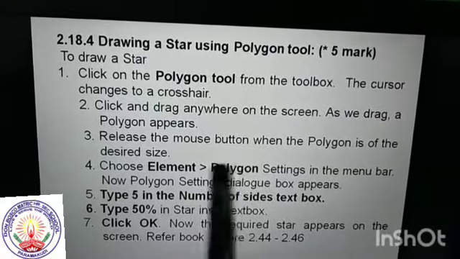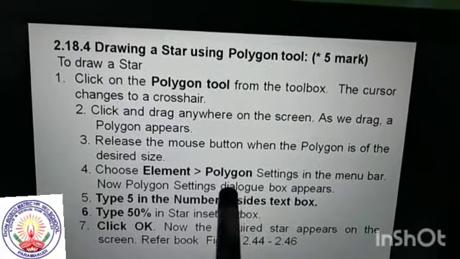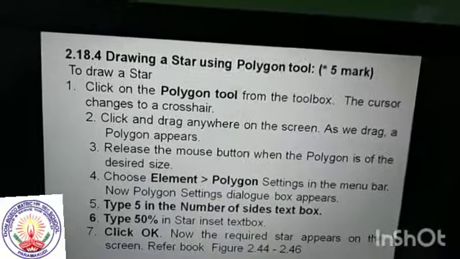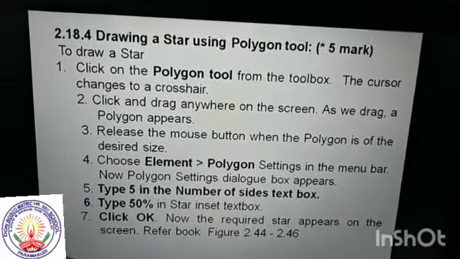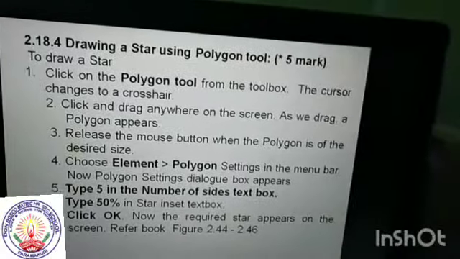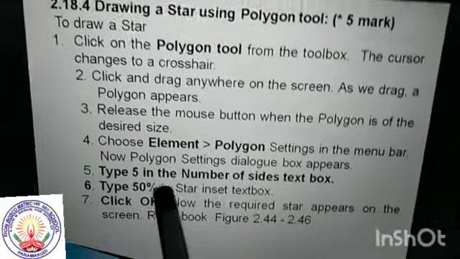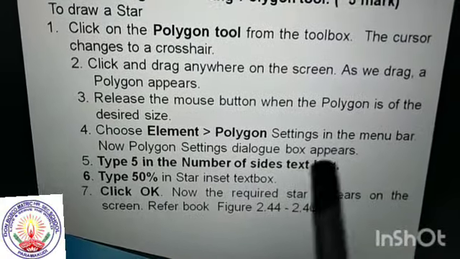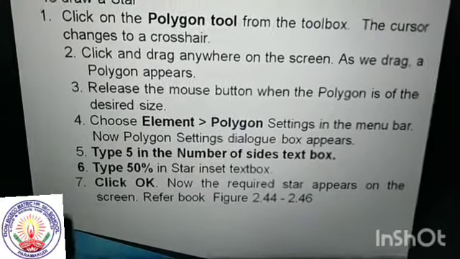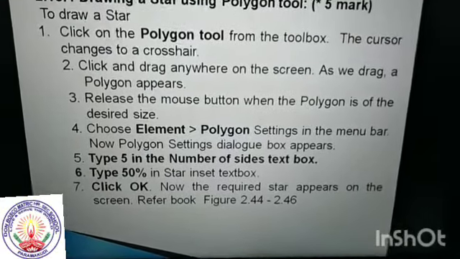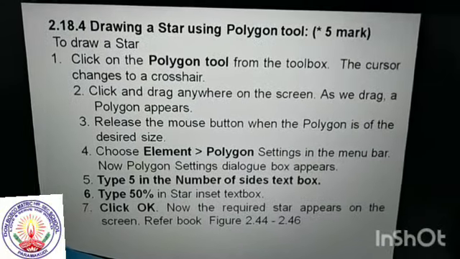At this time you have to choose the Element menu and Polygon Settings in the menu bar. The number of corners, how many corners we need, you have to type. In the number of sides box, type 5 in the sides box, and the percentage like 50%. After that click, and a 5-sided star appears on our screen.